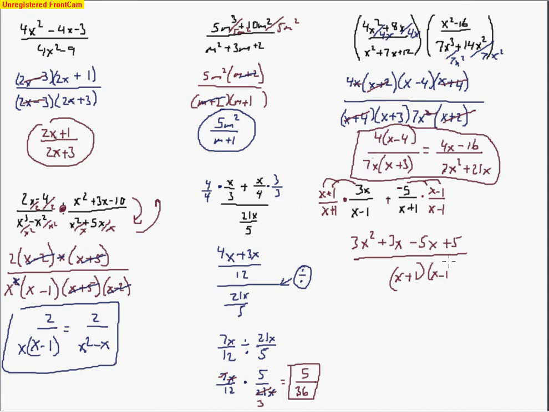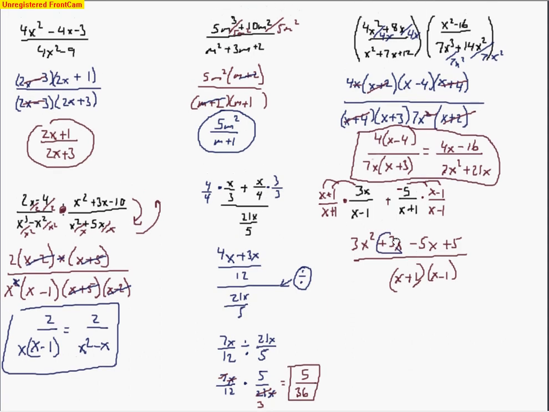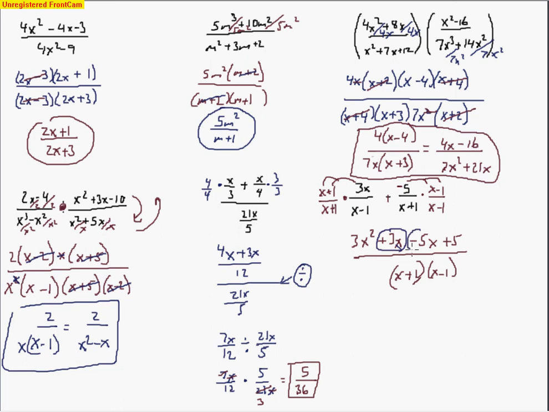So what you're going to end up doing from this point is you're going to collect like terms. So we see that we have a 3x here and a -5x. So what we've got now is 3x squared, a minus 2x, and a plus 5. Now don't worry about trying to factor it. It's not going to factor and cancel at all, so we just got an x plus 1 and an x minus 1 down below.